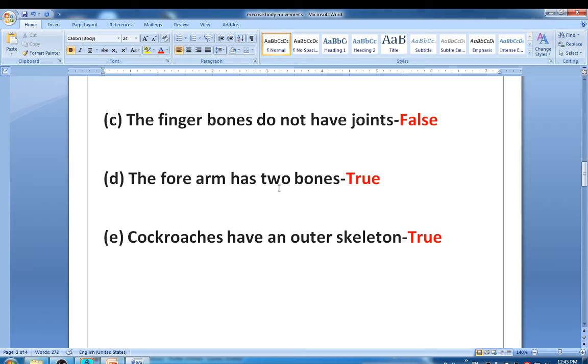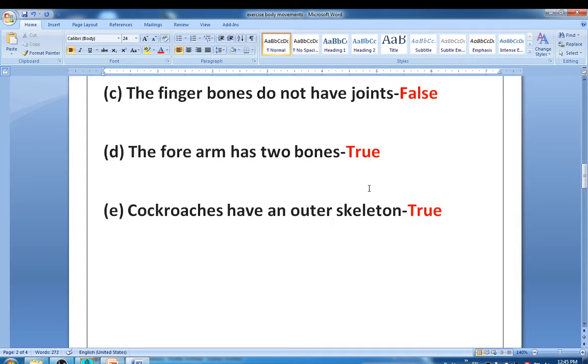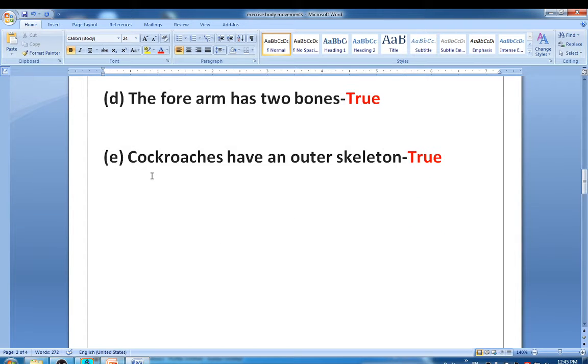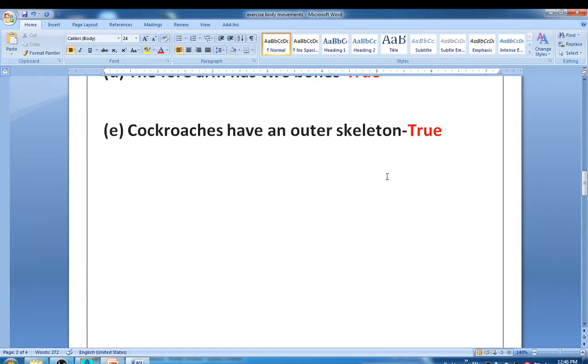Then, the forearm has two bones. Is it correct? Yes. So write here true. And the last one: cockroaches have an outer skeleton. Skeleton means the framework of bones. So cockroaches have an outer skeleton. So the sentence is true.